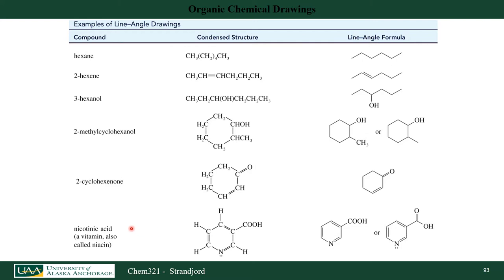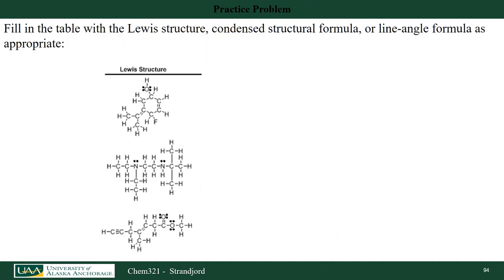If I look at nicotinic acid, or niacin, a biochemical, and I look at its condensed structural formula, it's starting to get complicated, okay? If I draw the line angle formula, I can simplify that a lot. I can easily see the double bonds. I sometimes throw in the lone pair of electrons on nitrogen too because they're special. So those are comparisons. Let's do some other comparisons.